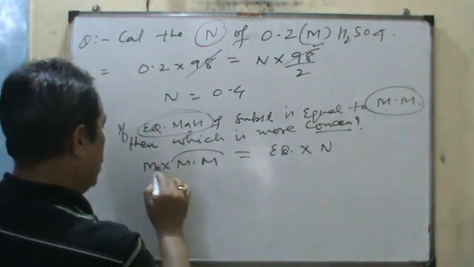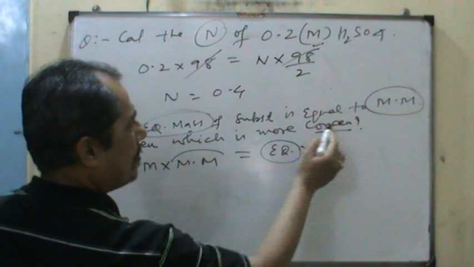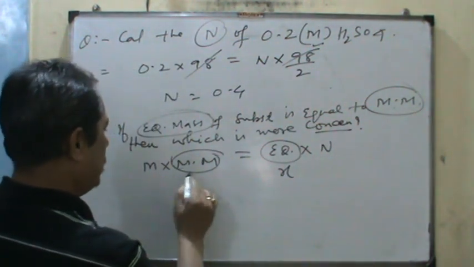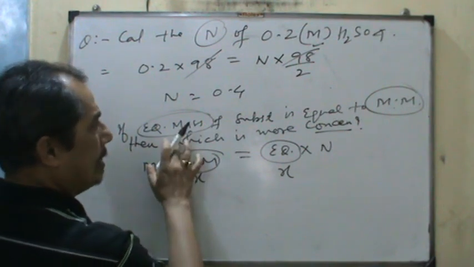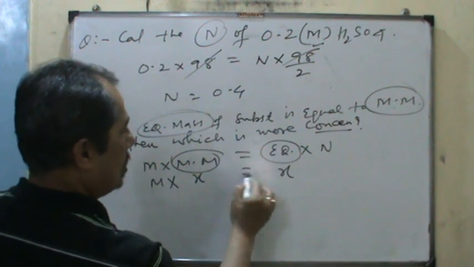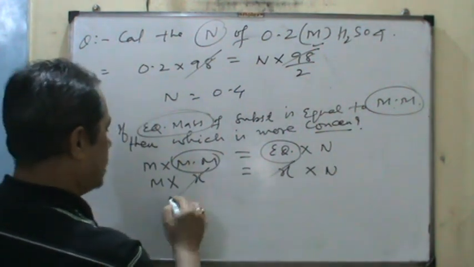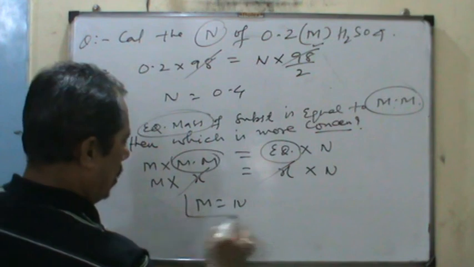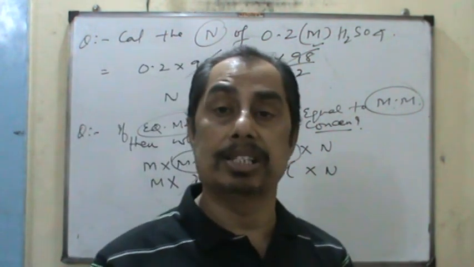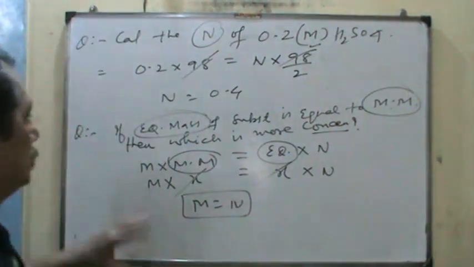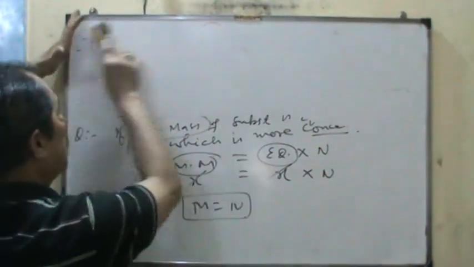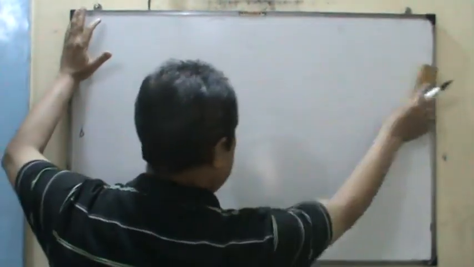If equivalent mass is equal to molar mass, let it be x. Equivalent mass and molar mass are both x. Then molarity into x is equal to normality into x. X cancels out. So both have the equal concentration. This is the way you can solve many more questions based on molarity and normality.